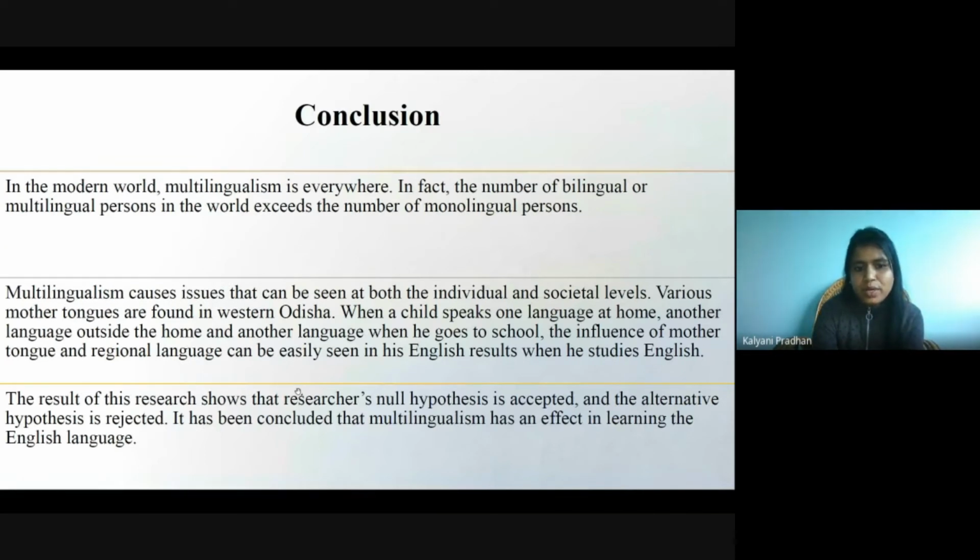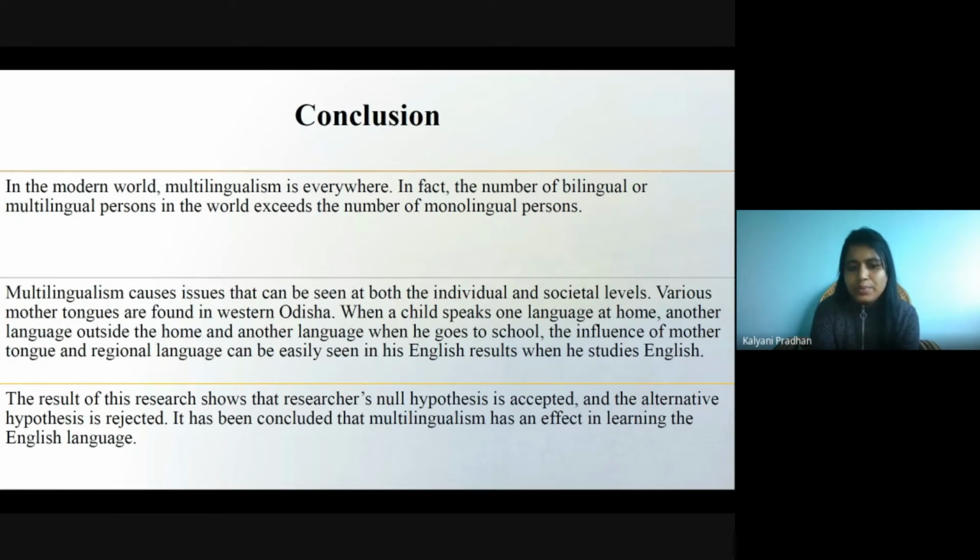Conclusion: in the modern world, multilingualism is everywhere. In fact, the number of bilingual or multilingual persons in the world exceeds the number of monolingual persons. Multilingualism poses issues that can be seen at both the individual and society level. Various mother tongues are found in Western Odisha, where a child speaks one language at home, another language outside the home, and another language when he goes to school.